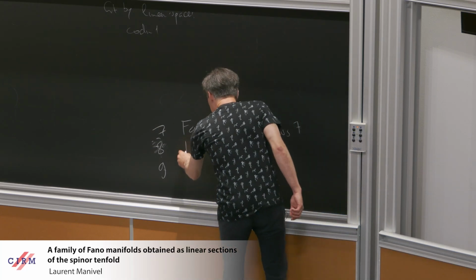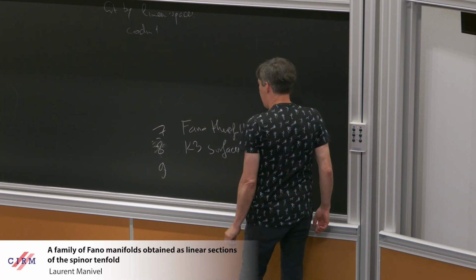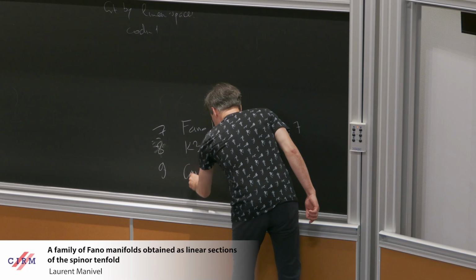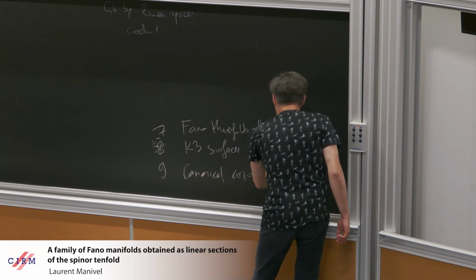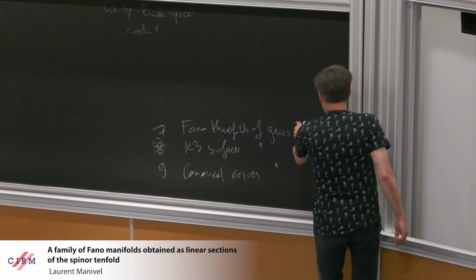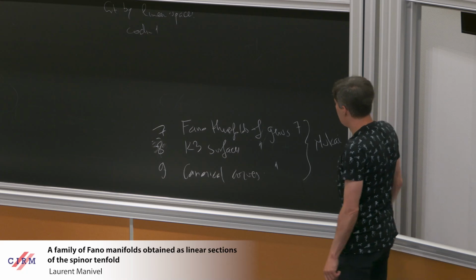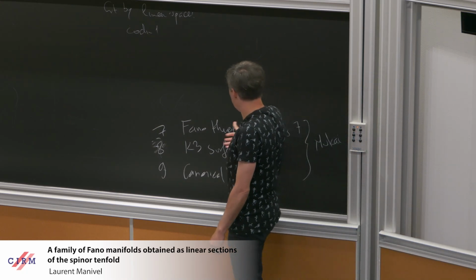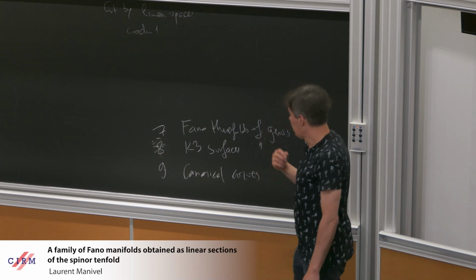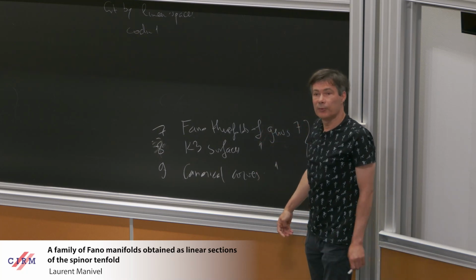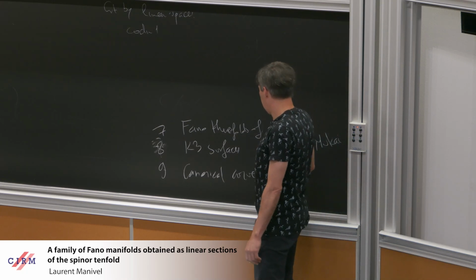You get K3 surfaces. Homogeneous 7. And codimension 1, you get canonical curves. Again, homogeneous 7. This is part of the work of Mukai, who gave these kinds of models, so Mukai proved that any prime Fano threefold of genus 7 is a linear section of the spinor tenfold. And the same for generic K3 surfaces and canonical curves.